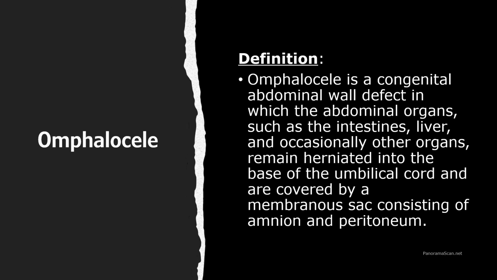A key characteristic of an omphalocele is that the herniated organs are covered by a membranous sac, which consists of two layers, amnion on the outer side and the peritoneum on the inner side. This protective sac differentiates omphalocele from other abdominal wall defects such as gastroschisis, which we will discuss later.